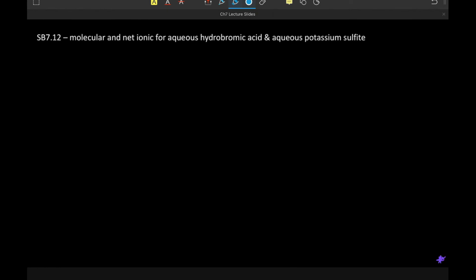All right, so let's go ahead and do some reactions for practice. It says that we're going to write the molecular and net ionic equations for aqueous hydrobromic acid and potassium sulfite. Hydro as a prefix tells us that this is a binary acid composed of hydrogen and bromine. And we have potassium sulfite, so this is K2SO3, aqueous.